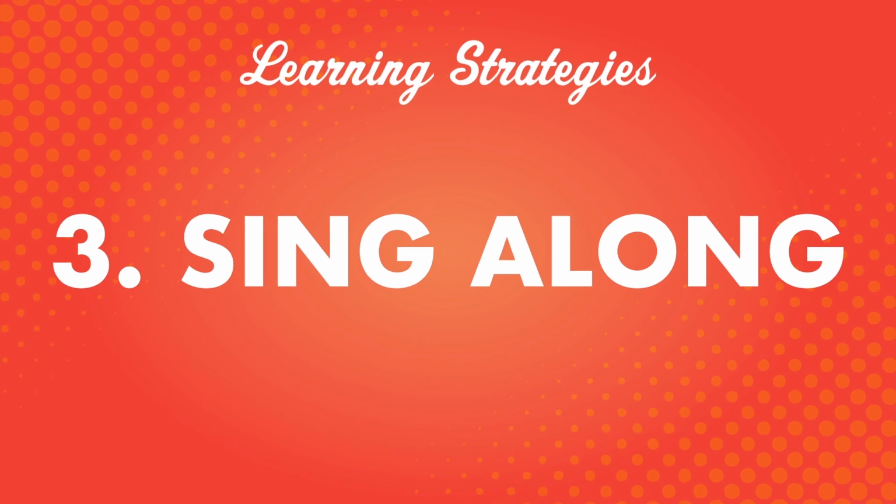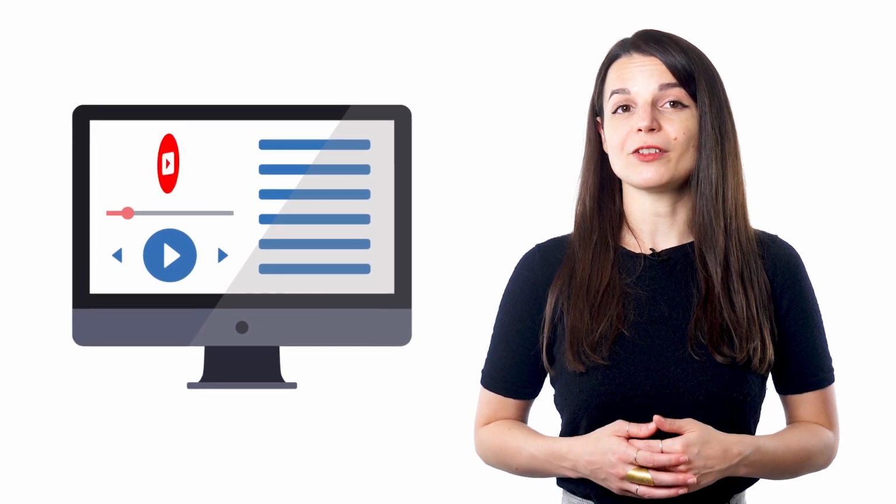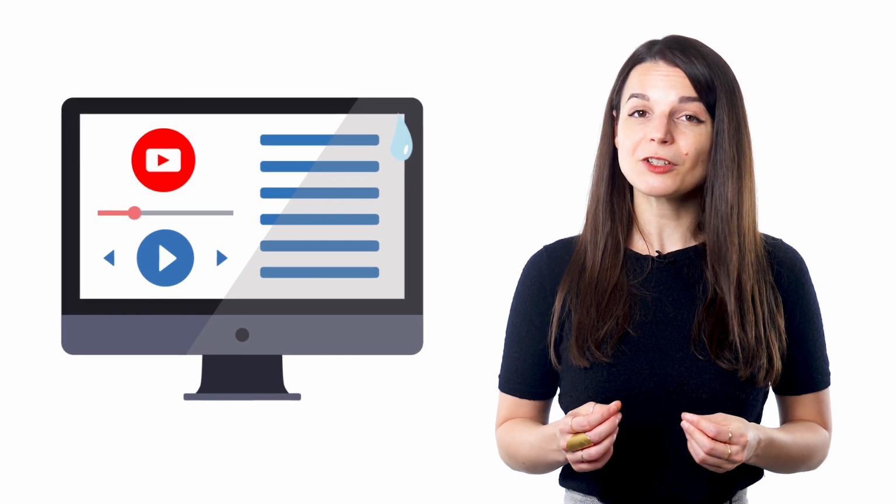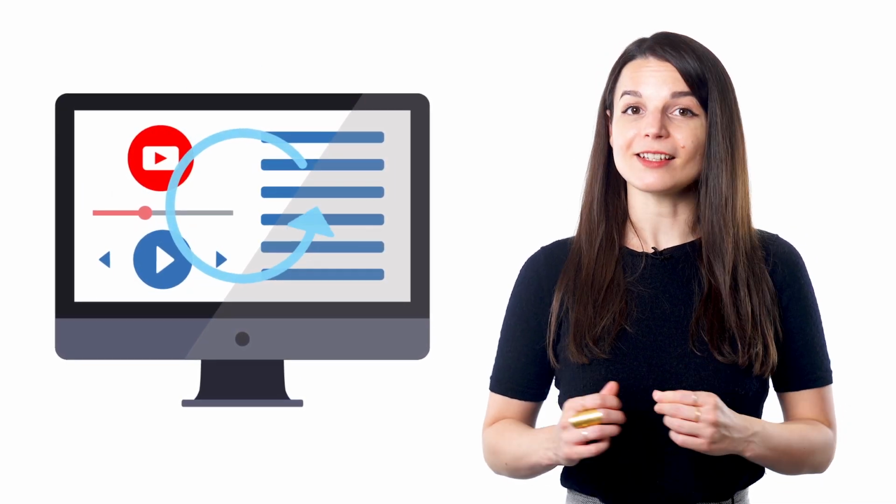Number three, sing along. Our first tip in this lesson was to listen passively. This tip, however, is to listen actively by singing along to your music. Look up the lyrics of a song you like. Play the song and try to sing along. You may also be able to find videos on YouTube of popular songs with the lyrics included. If it's difficult at first, don't worry. Remember, regular review and practice is essential.